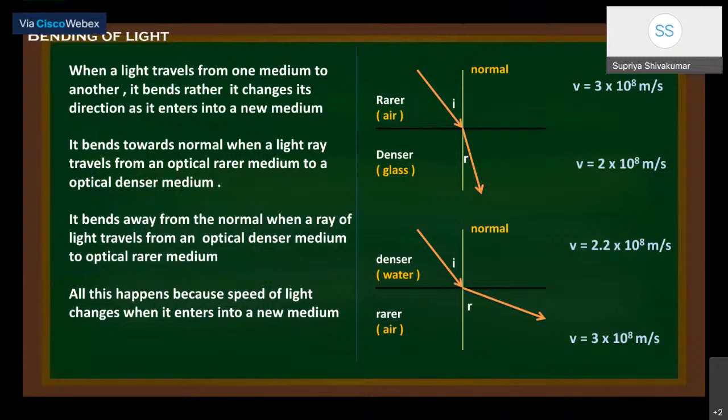These are the two concepts that we need to keep in mind throughout this chapter, because many questions come from this concept. If you are very specific and clear about this topic, you can crack any question, students. All that I have written on the right hand side at the end are the velocity of light in air and the velocity of light in glass. Similarly, in the second diagram, it is the velocity of light in water and the velocity of light in air.